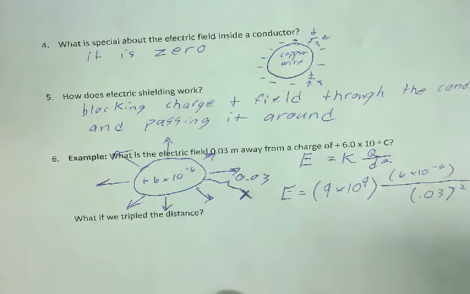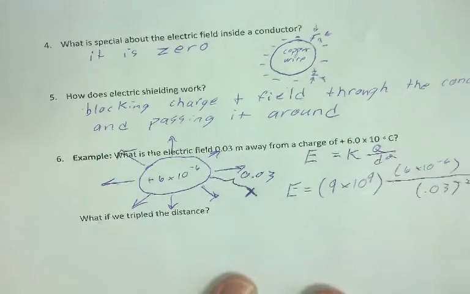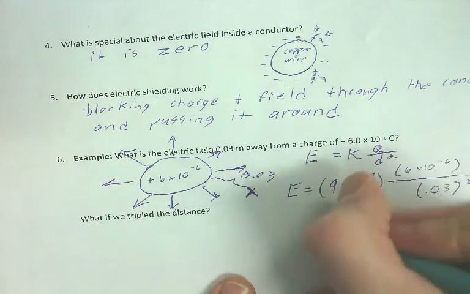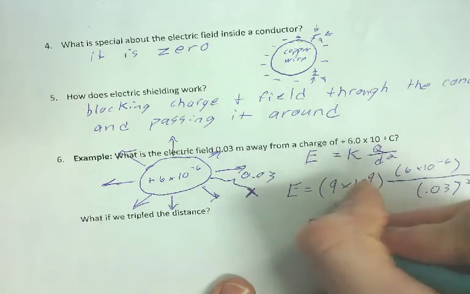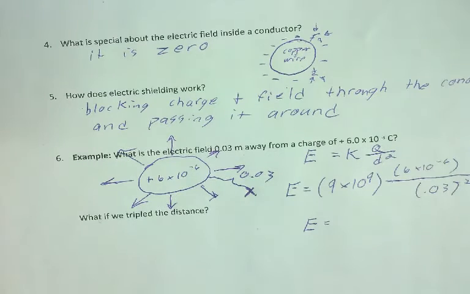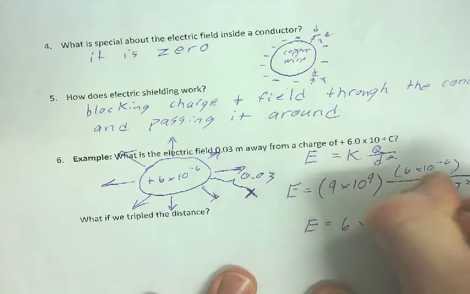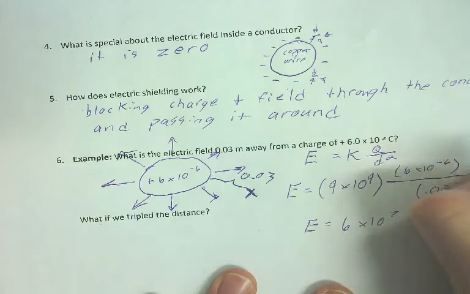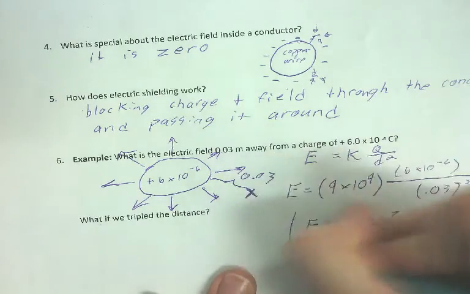9 times 10 to the 9th times 6 times 10 to the negative 6 divided by 0.03 squared. What's the unit of field? Newtons per coulomb. So we get an electric field to be 6 times 10 to the 7th newtons per coulomb.